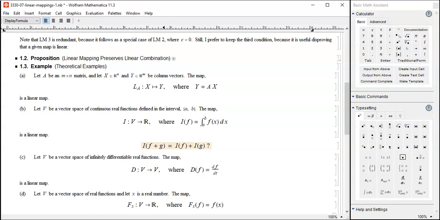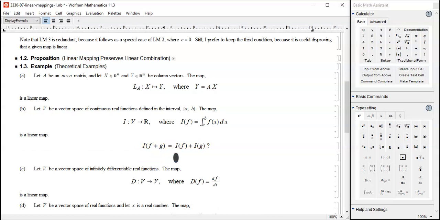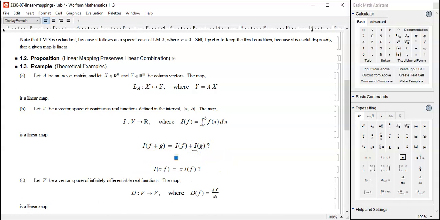Can you prove this? And then the second one is, of course, I of f, c times f is equal to c times I of f. Can you prove this? Well, let's discuss it very briefly.